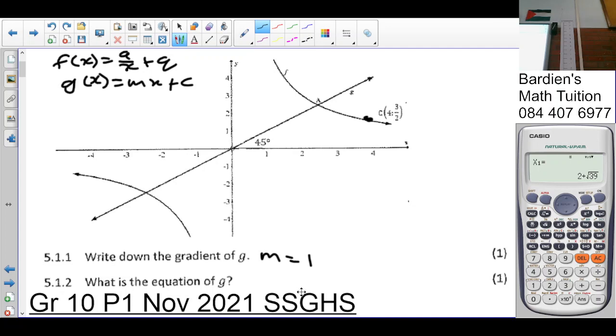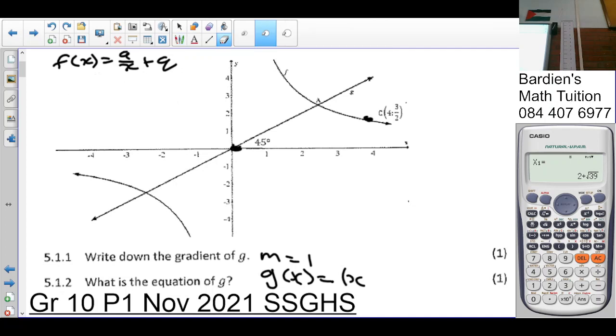What is the equation of g? Since g is going through the origin, c is 0. So the equation of g of x is y equals 1x. I'm going to replace this equation with g of x is equal to 1x.